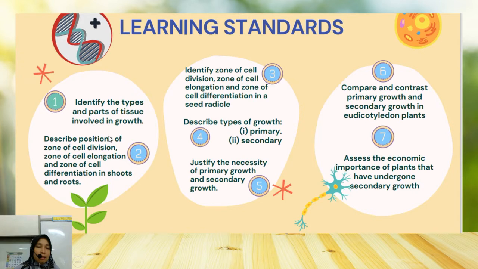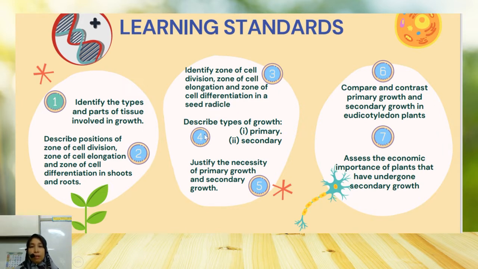For the second one, describe the position of the zone of cell division, zone of cell elongation, and also the zone of cell differentiation in the shoot and also the root. Number three, you have to identify the zone of cell division, zone of cell elongation, and zone of cell differentiation in the seed radicle.